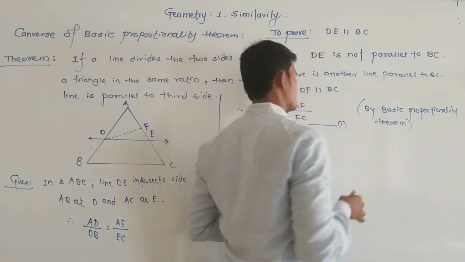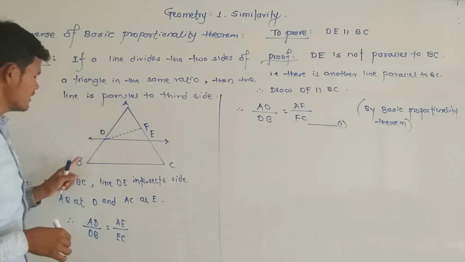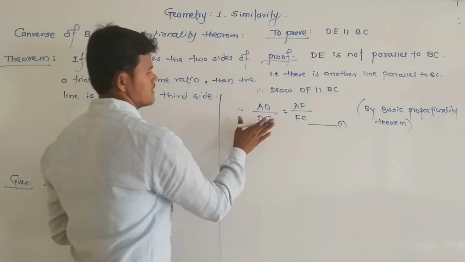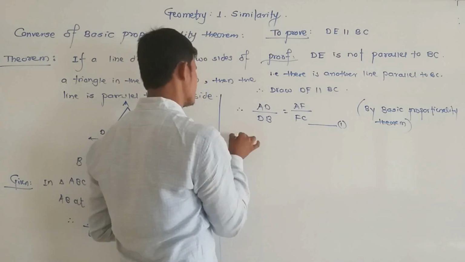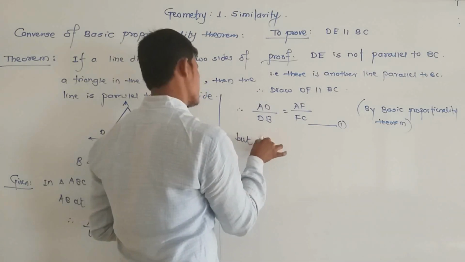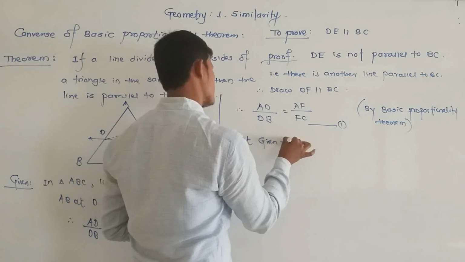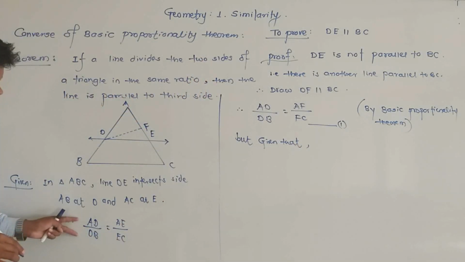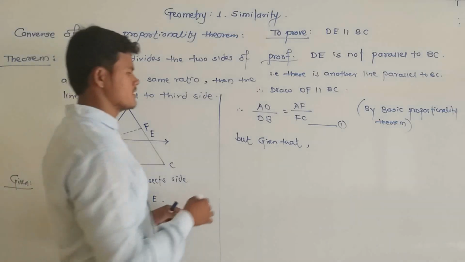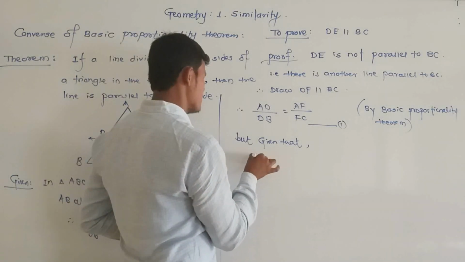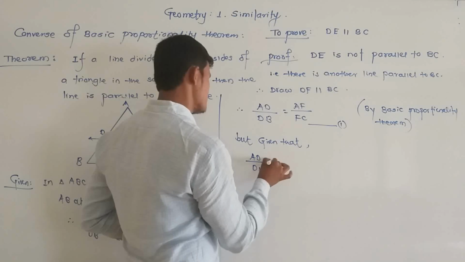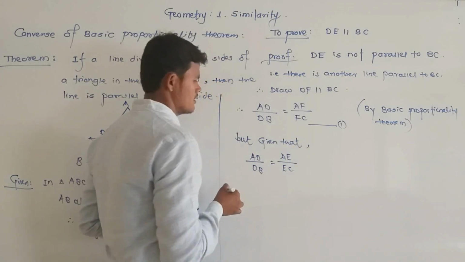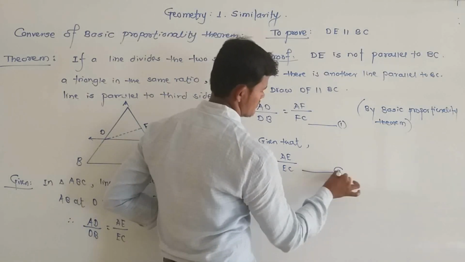By basic proportionality theorem we get AD upon DB is equal to AF upon FC. This is equation number 1. But given that AD upon DB is equal to AE upon AC. This is our second statement.